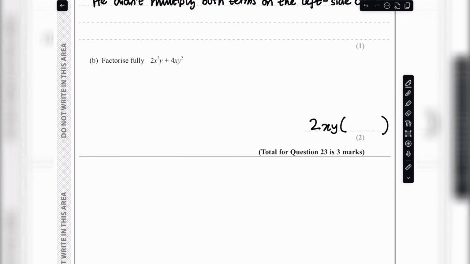So hopefully you can see that this just simplifies to x cubed divided by x, which is simply x squared. And the final term in our brackets can be determined by dividing 4xy squared by 2xy. So 4 divided by 2 is 2, and the x's cancel, and y squared divided by y is y. And that is the final answer.